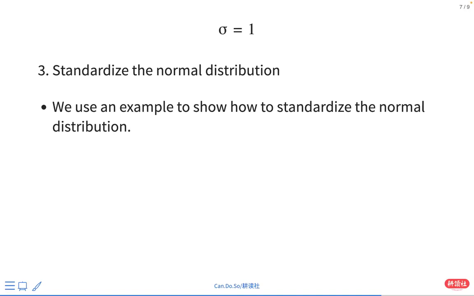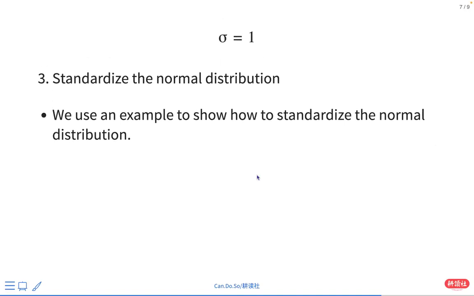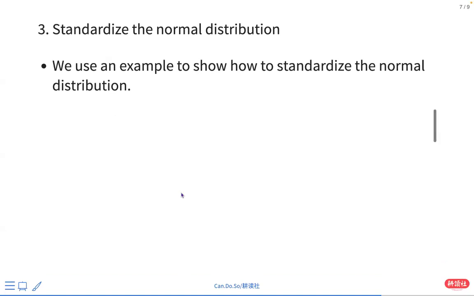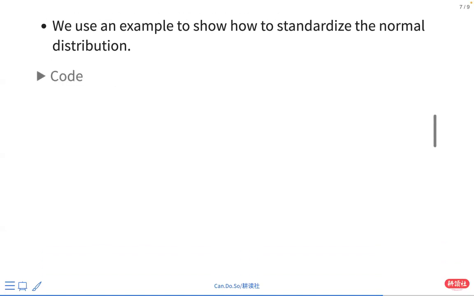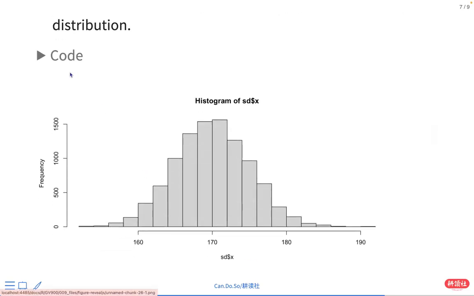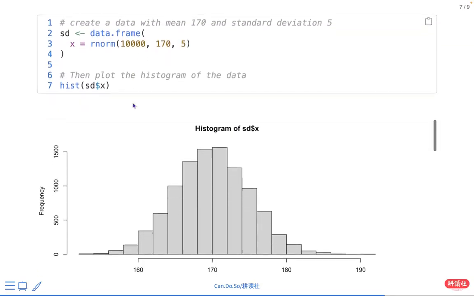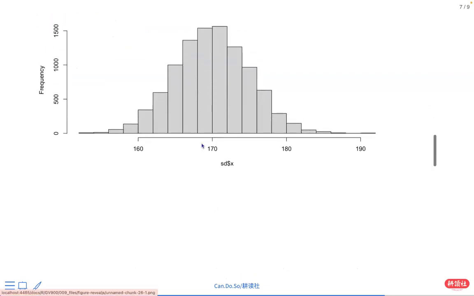I'll show you an example to show how to standardize the normal distribution. For example, like we showed just now, with mean 170 and standard deviation 5, we create 10,000 values, which is a normal distribution.